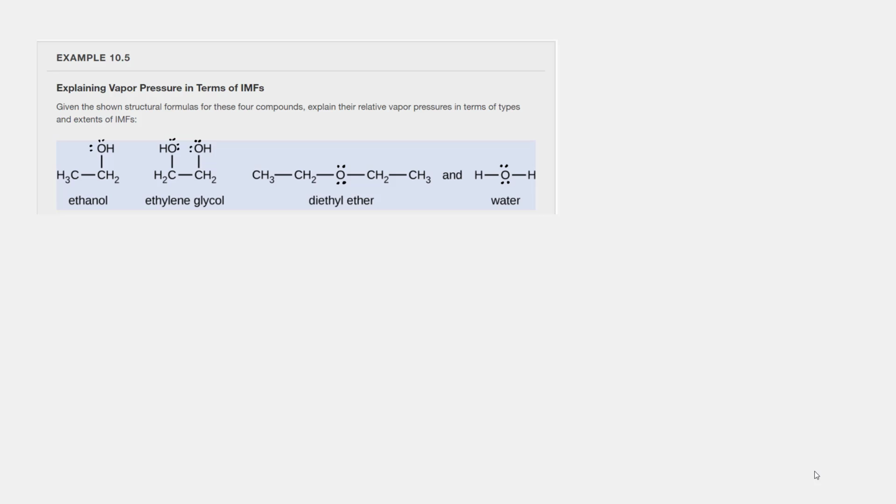So our molecules are ethanol, which is the alcohol found in beer, wine, and spirits. We have ethylene glycol, which is the active component in antifreeze. We have diethyl ether, and we have water. In the electron dot structures that have been shown here, the carbon-hydrogen bonds have been abbreviated, so you just see the number of hydrogens connected to a carbon.